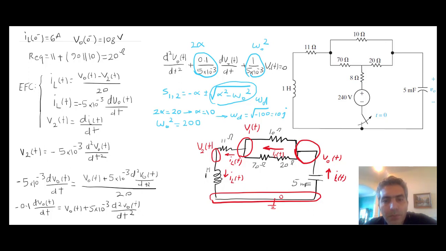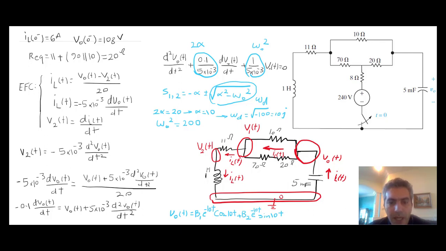You can look up the solution. I can actually write it down right here, maybe down here. I'm going to write it. So down here, V out of t is going to be in this format of B1 e to the minus 10t cosine of 10t plus B2 e to the minus 10t sine of 10t. So that's the solution for that differential equation. Now we're still not done because we still don't know what B1 and B2 are.